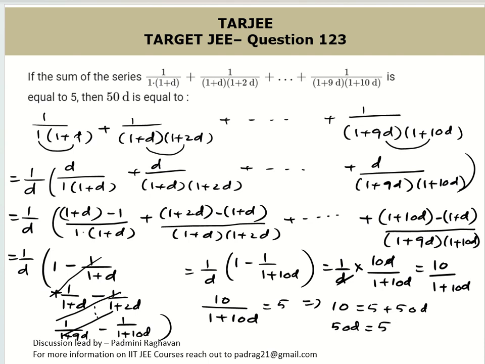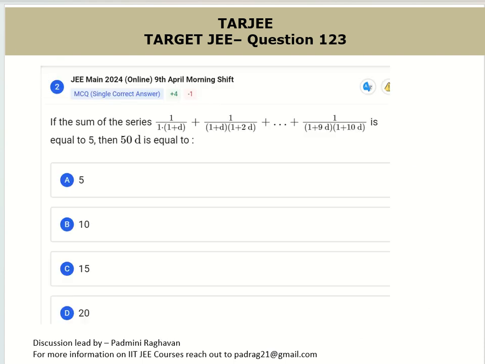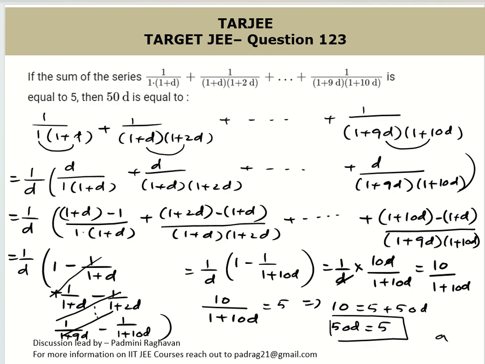Now the question is to find the value of 50d. So the answer to this question is 5. Let's see which option it is. It is nothing but option A. So the answer to this question is option A. In the next few questions, we will have a look into different types of telescopic series that are tested at the JEE Mains level.